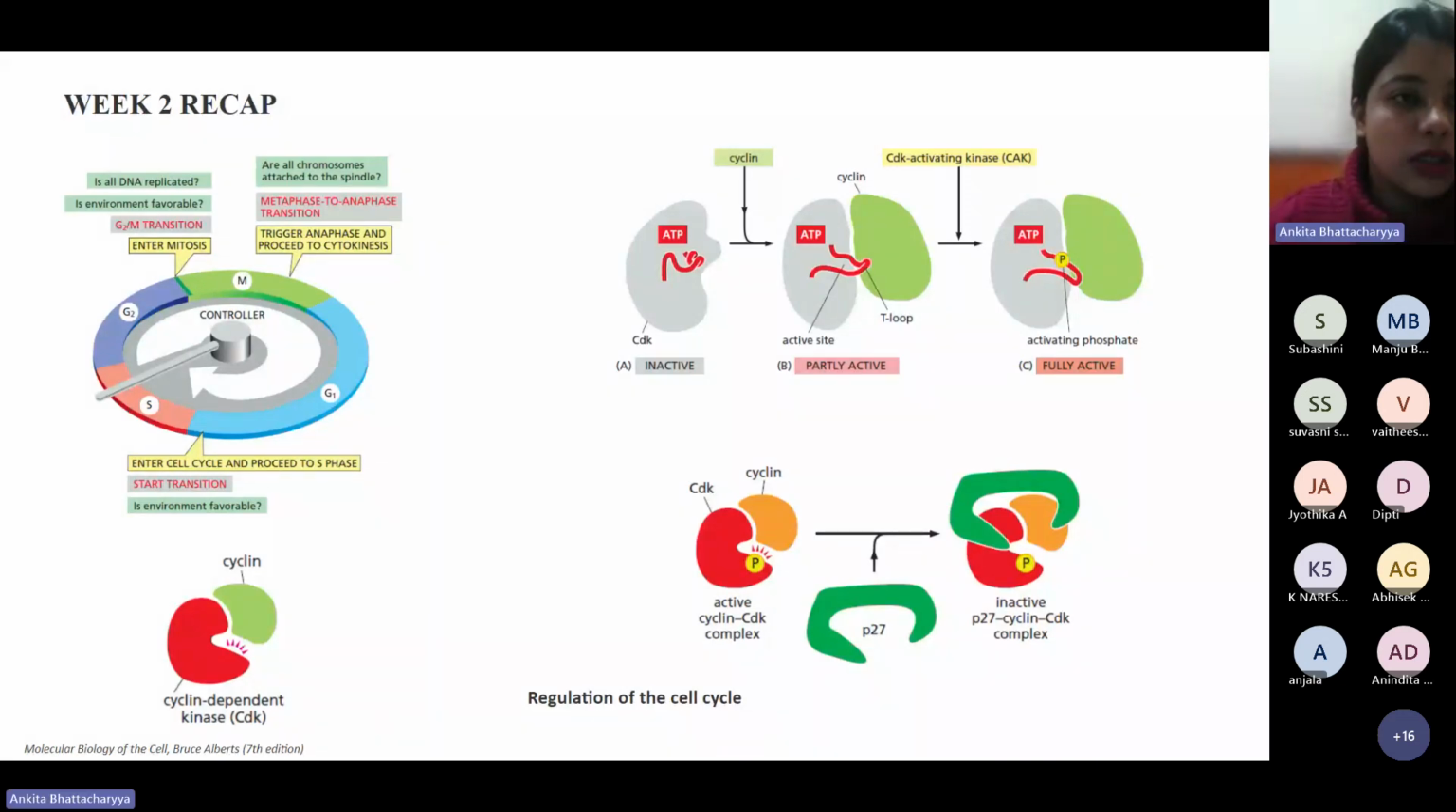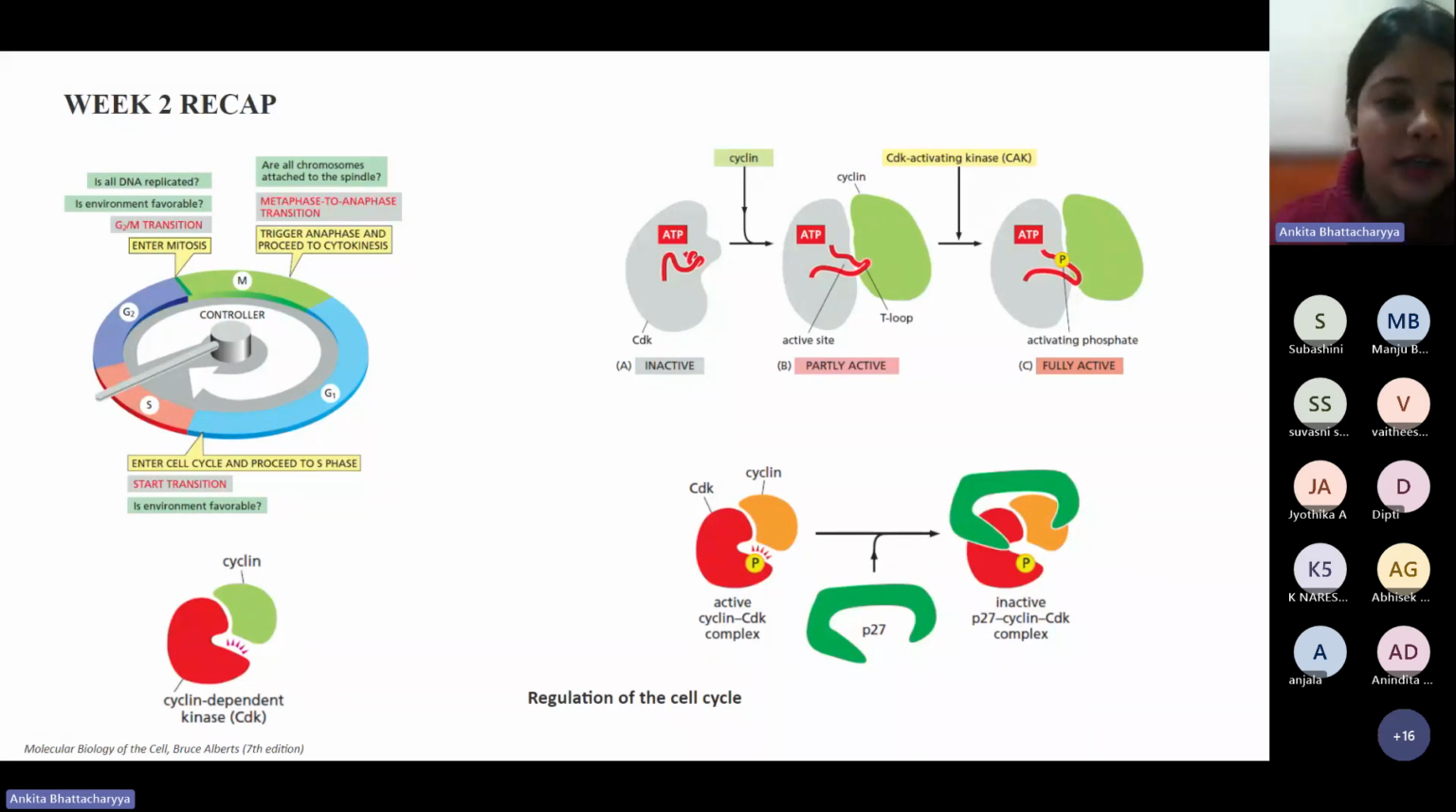Okay, so coming back here, the CDK from its inactive conformation will switch to a partly active conformation when the cyclin binds, and there is the opening up of the T loop from its hidden conformation. Following this, there is another kinase which comes in, which is a CDK activating kinase, which will bring in an activating phosphate. Now, the role of phosphate in cell cycle is so crucial and so context dependent.